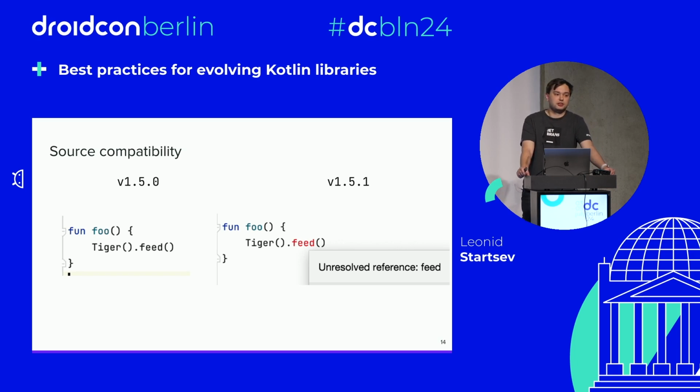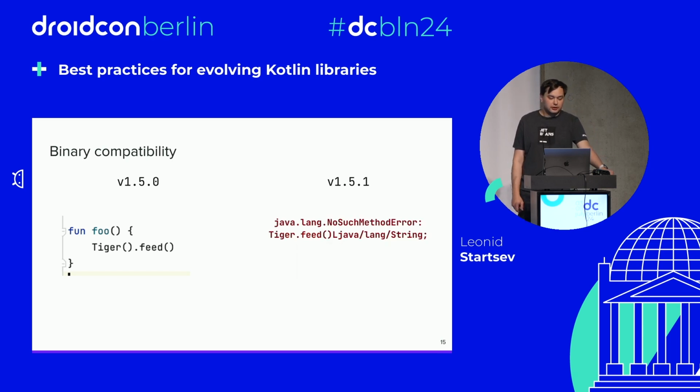So source compatibility is also quite simple. When you had code that was perfectly valid in one version, and after updating the version, the code no longer compiles, with unresolved references or something else, then you broke the source compatibility. And it is not good, but also not bad either. And binary compatibility is something that can be broken with no such method errors and everything else that the end user probably cannot control by themselves.